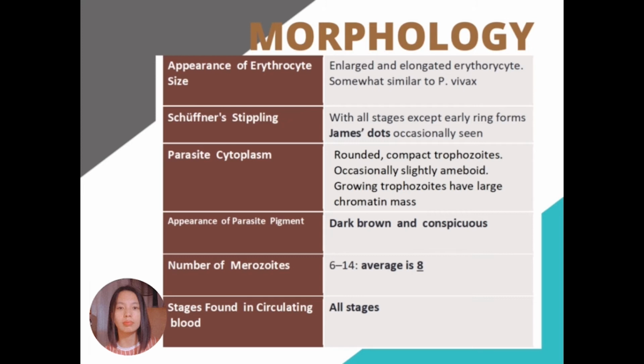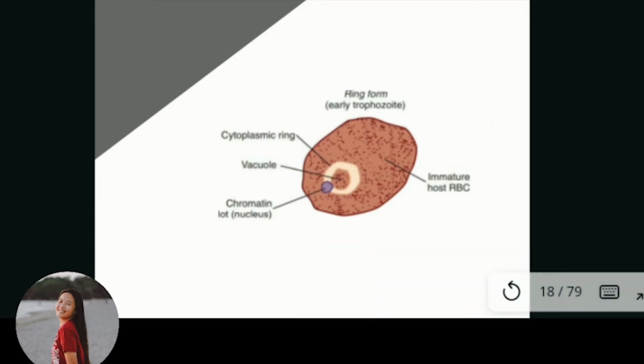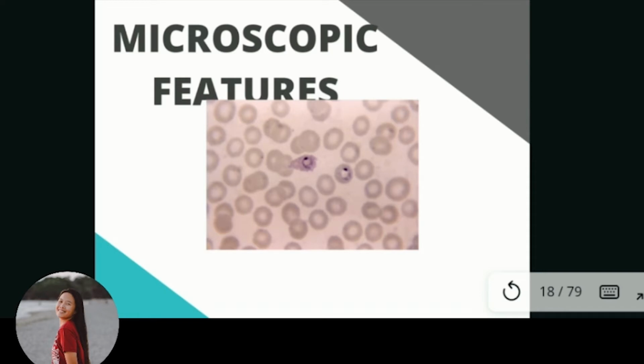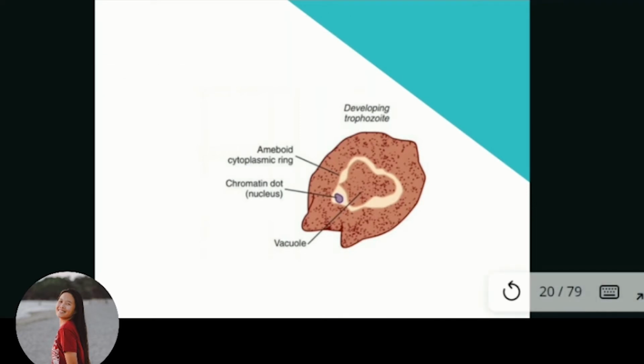The parasite pigment is dark brown and conspicuous, and it has 6 to 14 merozoites, with an average of 8, and all stages are found in circulating blood. The Plasmodium ovale ring form has sturdy cytoplasm and large chromatin dots. Its trophozoite form has sturdy cytoplasm, large chromatin dots, an oval form, and can be irregular in shape. Its cell border is commonly fimbriated or ragged.